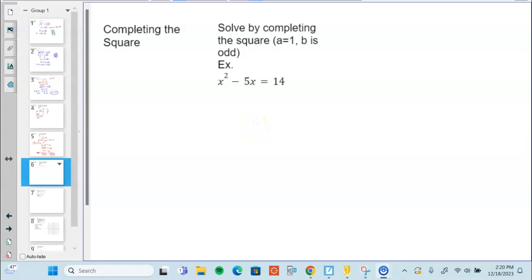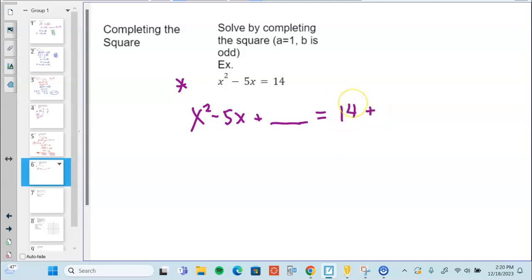All right, completing the square. This is the advanced question. We are once again solving by completing the square. Notice that in our equation, the x squared and the x term are already alone. The 14 on the other side is going to stay there. We need to add something to this left-hand side to make it a perfect square trinomial.